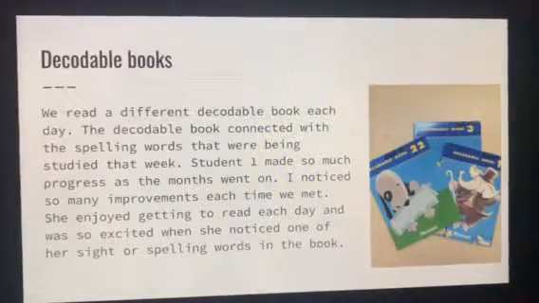She just made tremendous progress over the months. I noticed so many improvements each time that we met. It was just absolutely amazing. She enjoyed reading each day. I know that she loves to read.